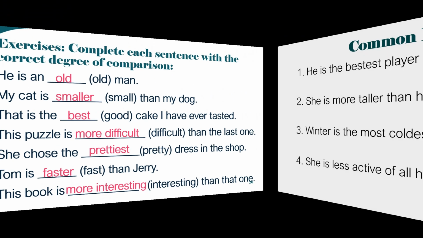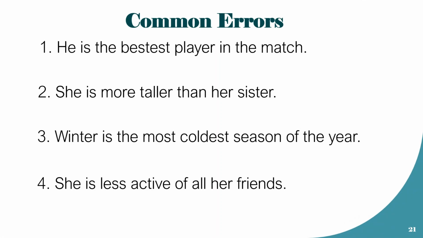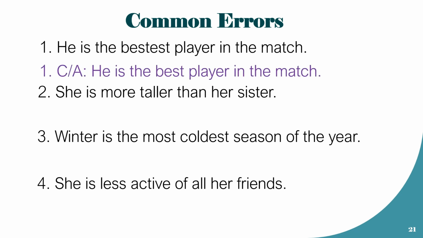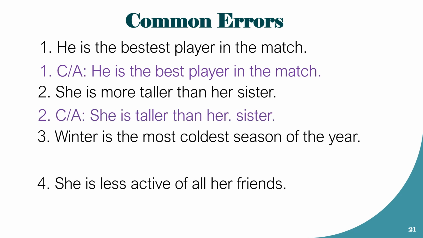Let's take a close look at the common errors in degrees of comparison. Number one, he is the bestest player in the match. Is the degree used in the sentence correct? No, not at all. Best itself is the superlative degree, so bestest is a wrong word. The correct use of degree will be best. Correct sentence is he is the best player in the match. Number two, she is more taller than her sister. Here, degree of comparison is used incorrectly. The correct use of degree will be taller, and the correct sentence is she is taller than her sister.